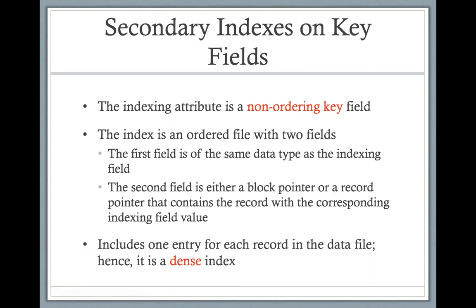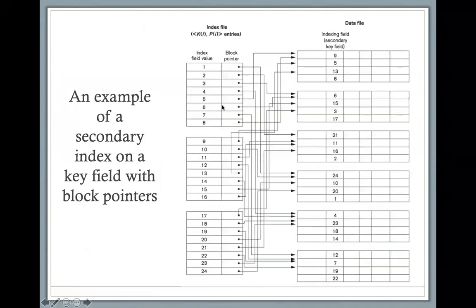So this is an example of a secondary index on a key field, and you would have an entry per record. Every record corresponds to an entry in this index. So record 9 here appears on the second block, the first entry in the second block of the index. And the block pointer points to the block that contains this record.